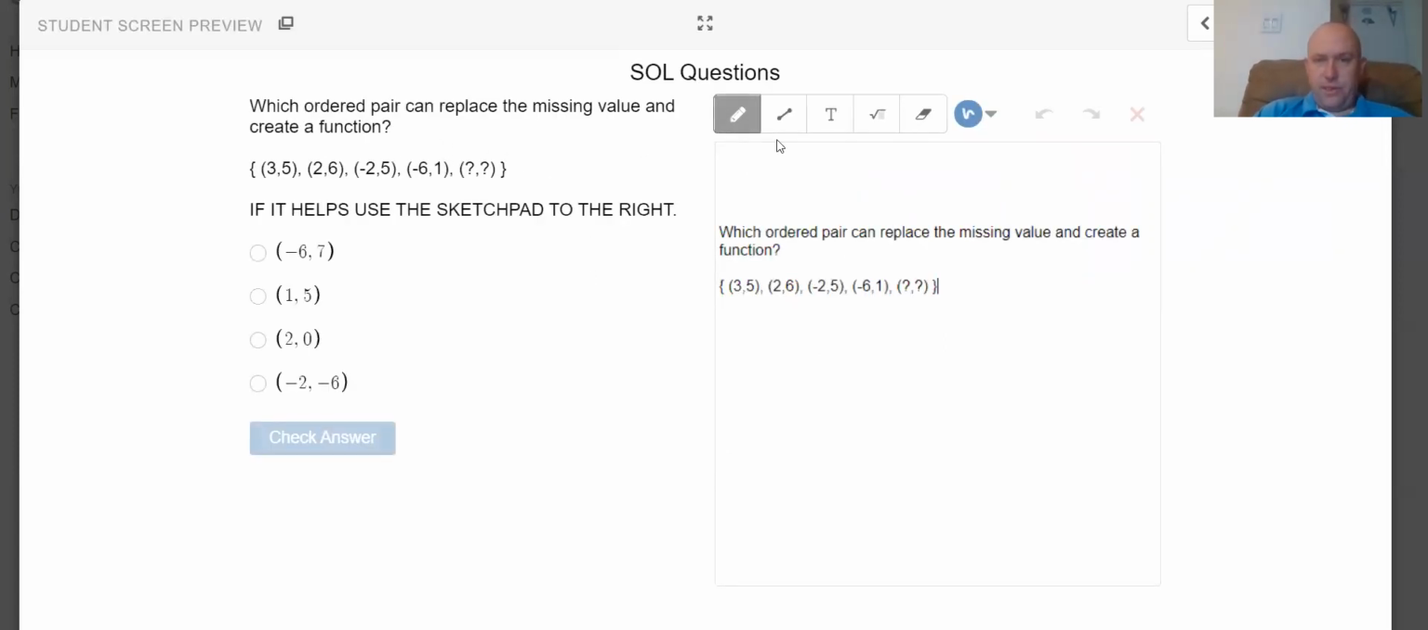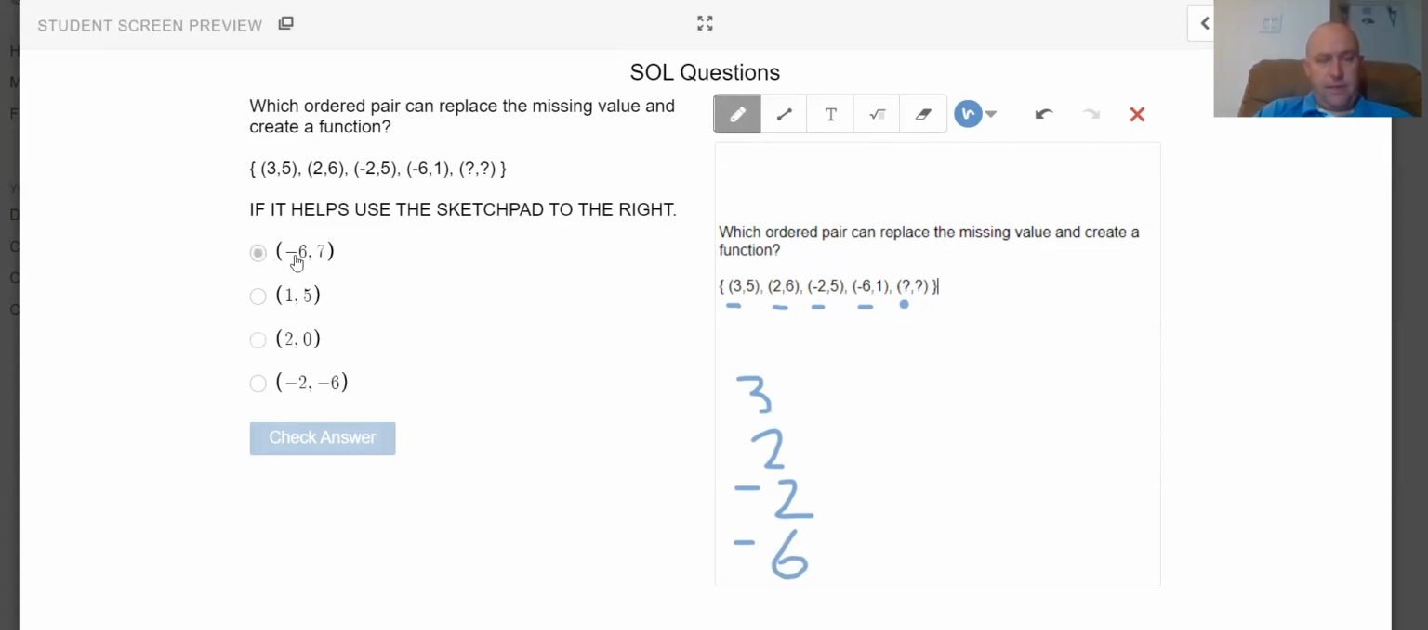We're back to our standard question here now. So I have added a little sketch pad on the side here, just so we can actually draw a little bit. So this was slightly different because I got question marks here. Which ordered pair can replace the missing value and create a function? So if it's a function, I know all the x values are different. So right now I have a 3, a 2, a -2, and a -6. And I have to pick one more, but make sure I don't repeat an x value.